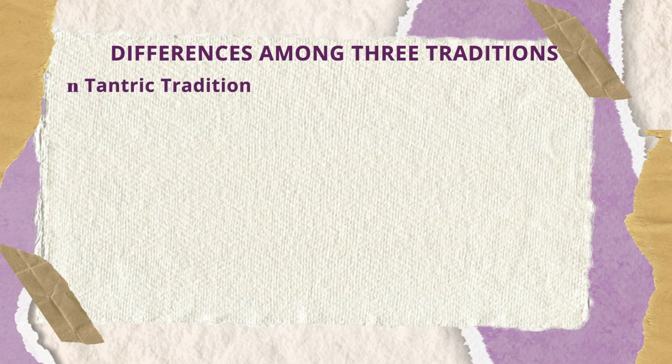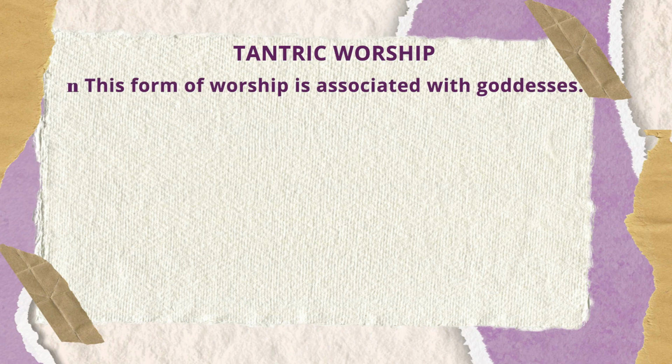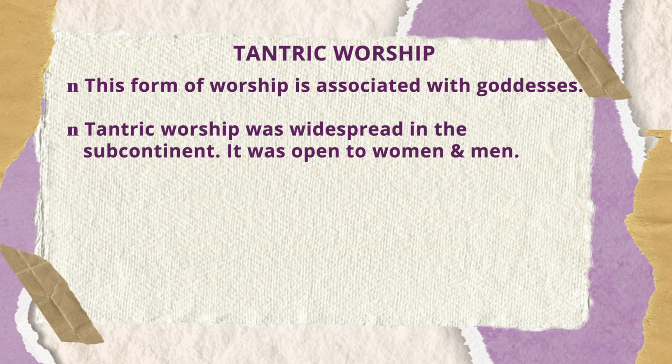Dear students, now we will learn about the conflicts that arose during the Bhakti movement. Here we will discuss the conflicts among three major traditions. These were Tantric tradition, Vedic tradition and Puranic tradition. The major features of Tantric worship were: this form of worship is associated with goddesses. Tantric worship was widespread in the subcontinent.